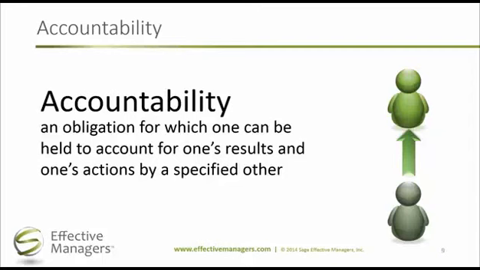So it's an obligation for which one can be held to account. So that feeling of obligation is very important. It's being held to account for one's result and one's action. So it's not just accomplishing the results, it's accomplishing the results in a particular way. So it's the results and the actions of the individual. And then thirdly, this concept of a specified other is really important. So if I'm being held accountable for something, I'm being held accountable for something by another individual, and that's critically important.